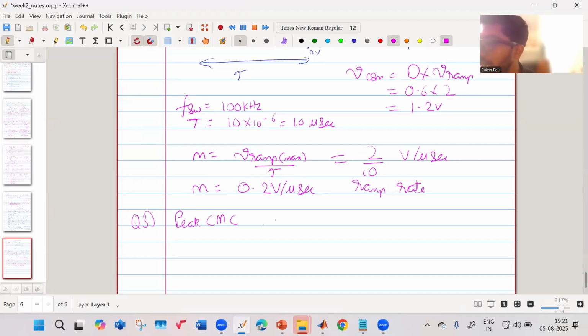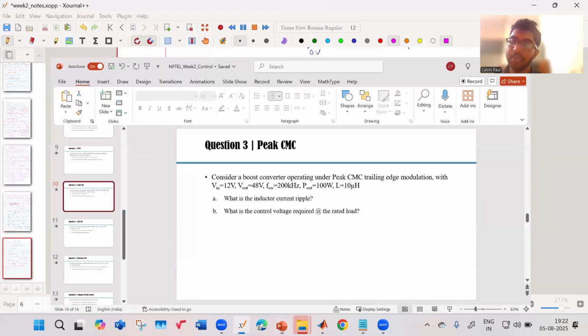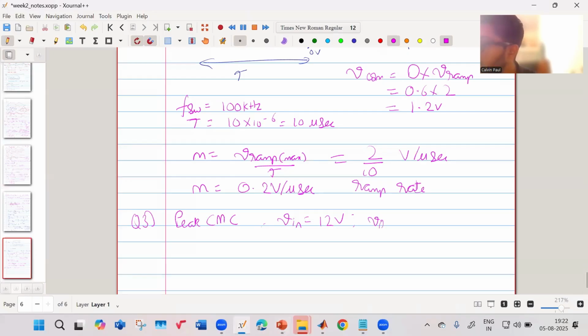Again, I'm using the same thing. V in is 12 volt. This is like a kind of standard thing. I'm working on this as it is easier for me, so bear with me. So V in is 12 volt, V out is 48 volts, switching frequency is 200 kilohertz, output power is 100 watt, inductance is 10 microhenry.